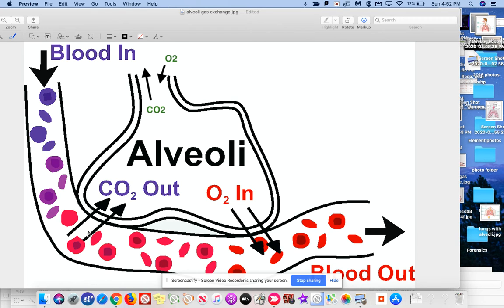And what also happens is the carbon dioxide leaves the bloodstream, goes into your alveoli, and then the carbon dioxide leaves your lungs and you breathe it out. So the alveoli is really where the gas exchange happens. Oxygen going into the bloodstream, carbon dioxide leaving the bloodstream and going into your lungs so you can get rid of it.